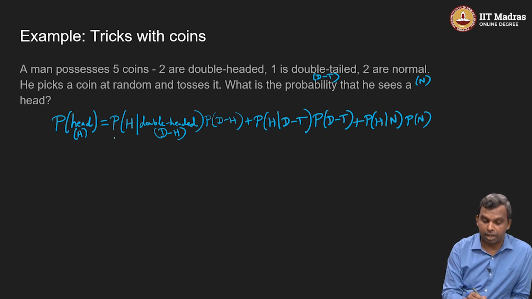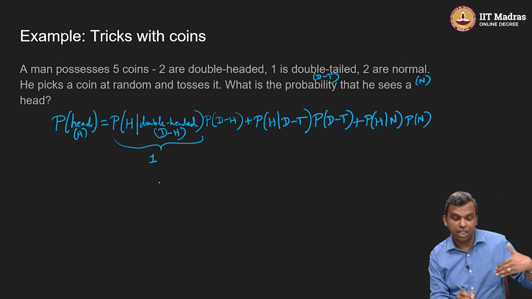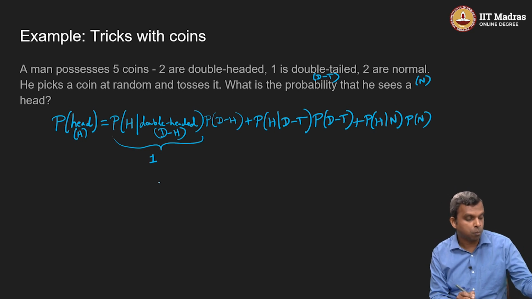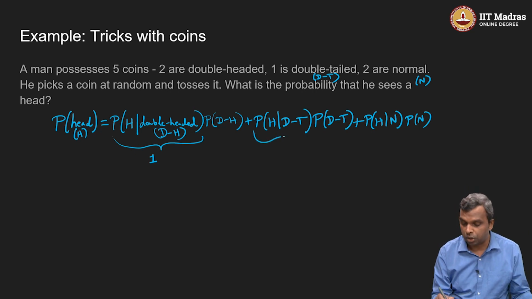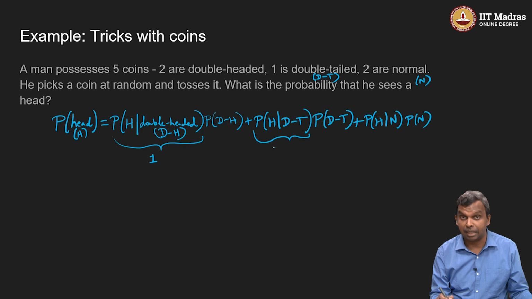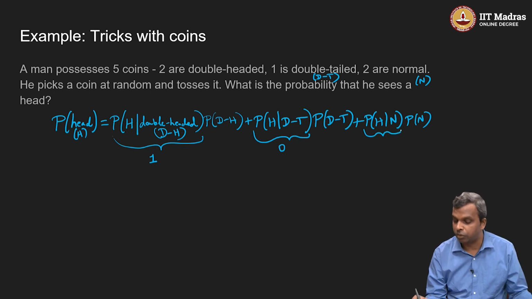So now let us just start writing values to this. What is the probability of H given that you picked up a double headed coin? That is going to be 1, right. Once you have gone into the conditional probability space, the double headed world, whatever you toss, you are going to get heads with probability 1. What about probability of heads given double tailed? That is going to be 0, isn't it? You picked a double tailed coin, you toss it, you are never going to get heads. What about the normal coin? You are going to get half, right. A fair coin, it is not stated here, we will assume it is fair.